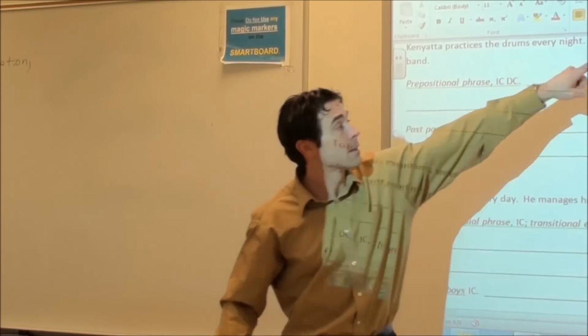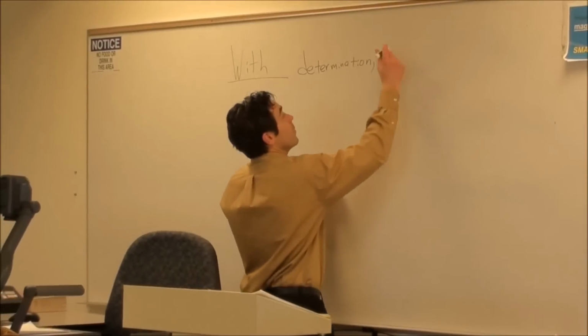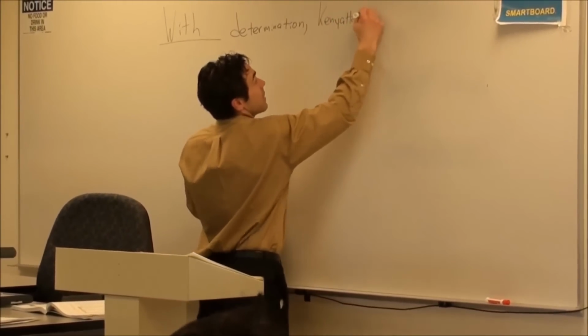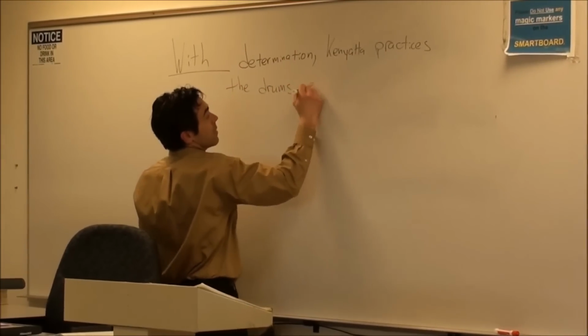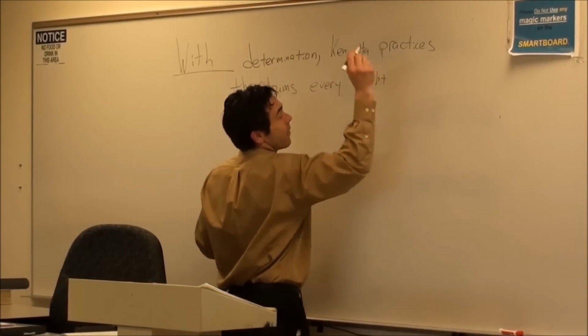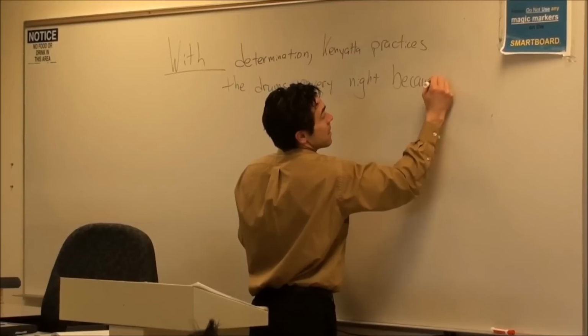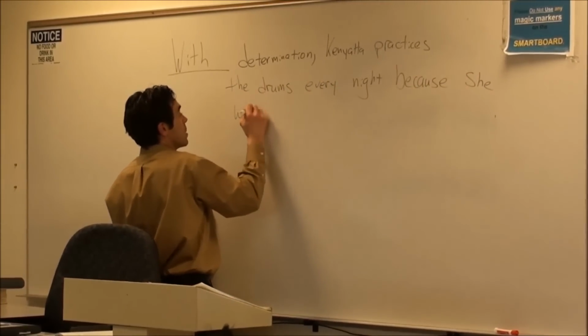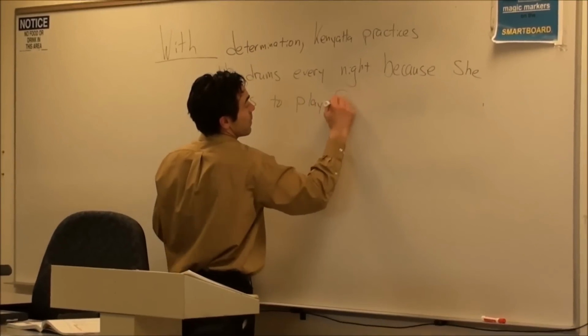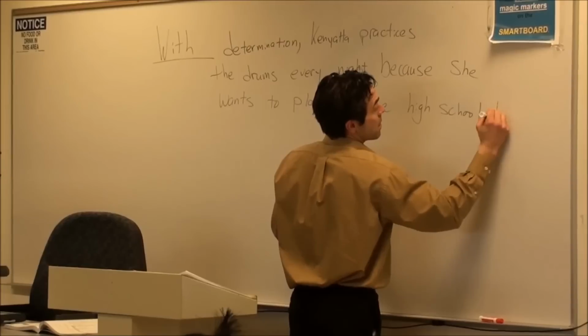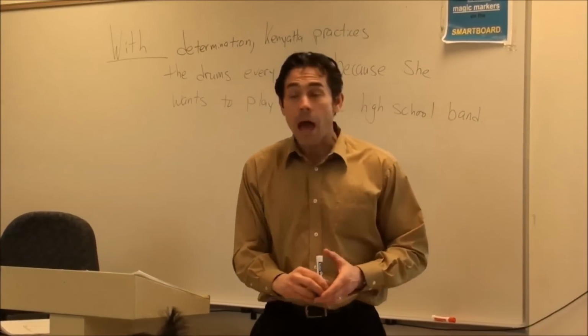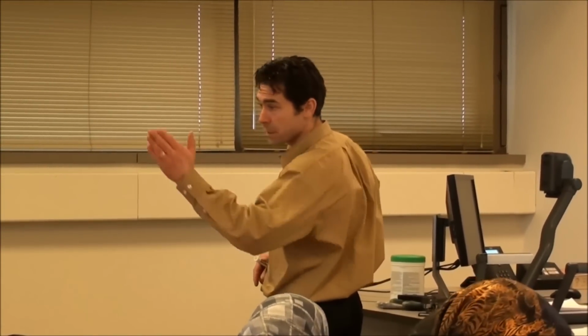Okay? And then I want a dependent clause: because she wants to play for the high school band. All right. With determination, Kenyatta practices the drums every night. And then we have our dependent clause, because she wants to play for the high school band. Okay. That's what you guys are gonna do. Work together in pairs or groups of three, four, five people, and work through the page.